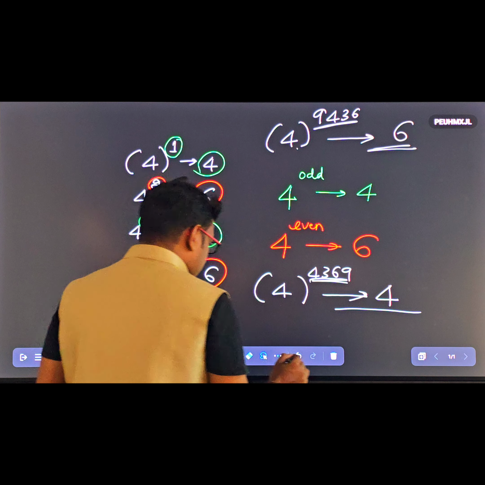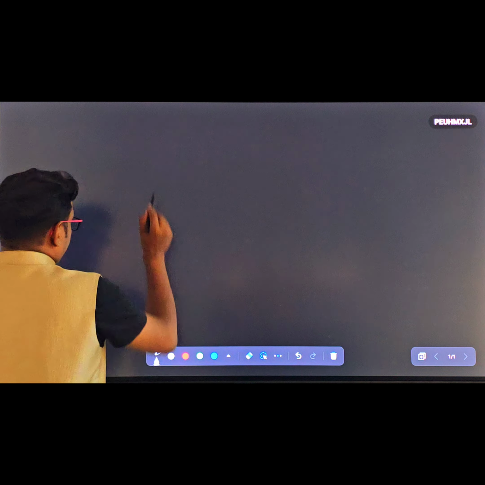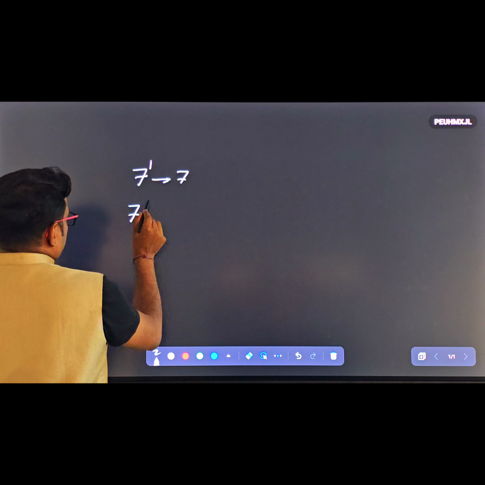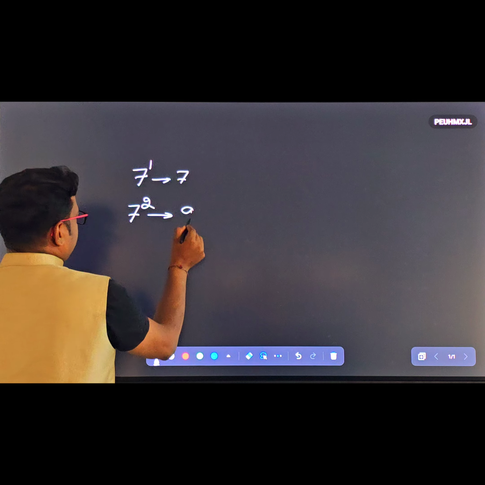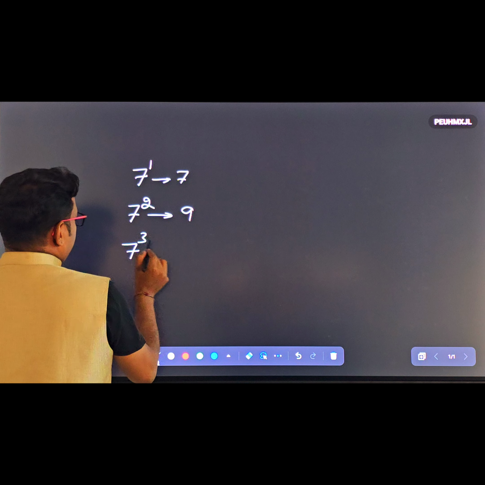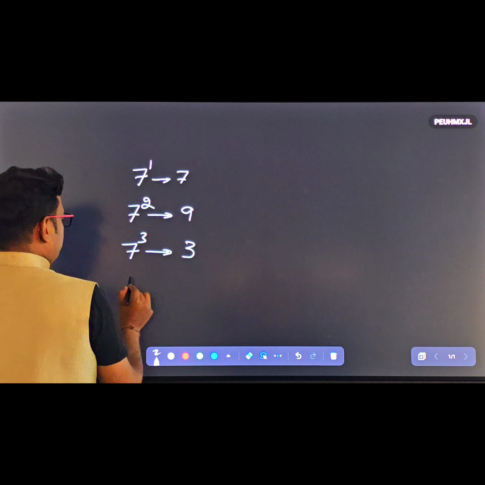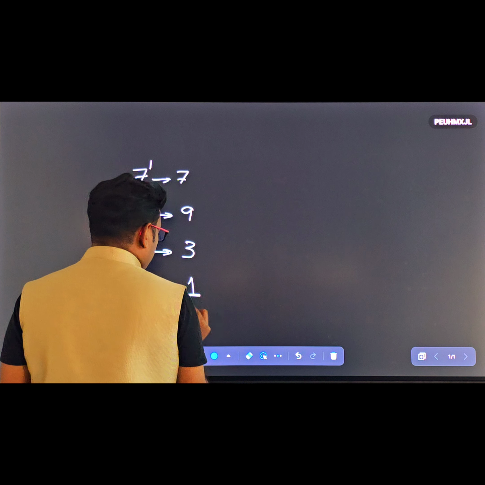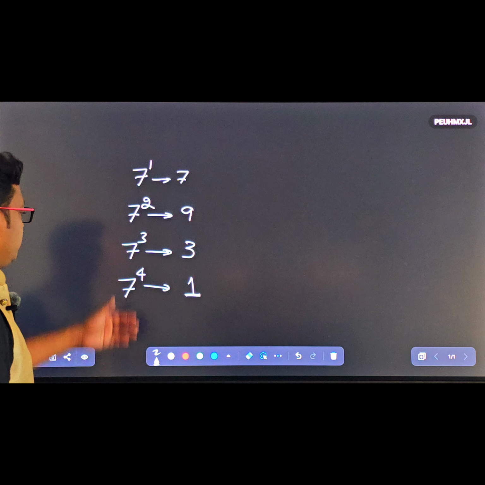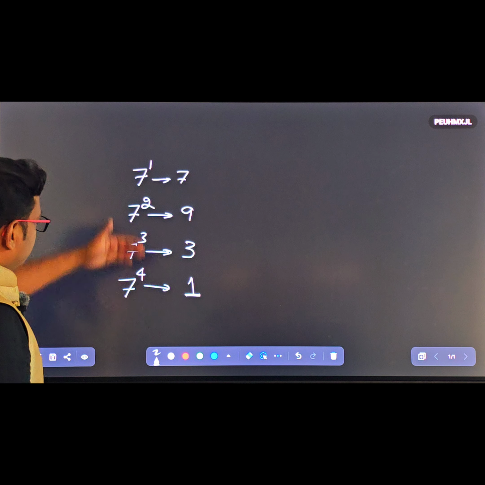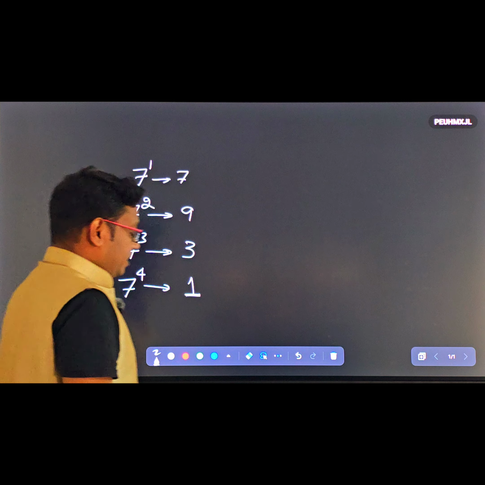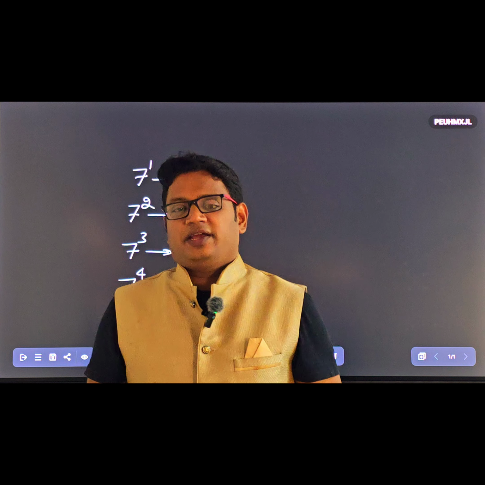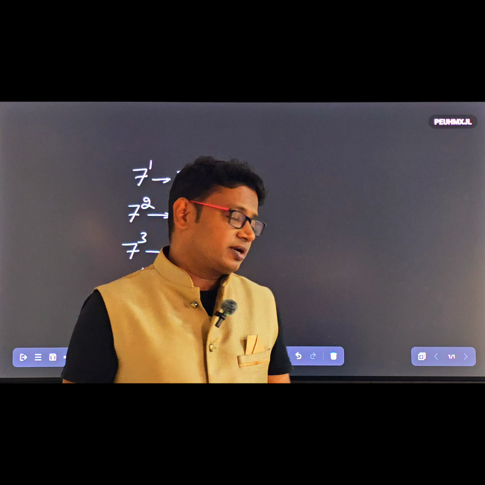Similarly, now we will discuss 7. Please hear. 7 power 1 is 7. 7 square is 49, 9 in the units place. 7 cube will be having 3 in the units place. 7 power 4 will be having 1 in the units place. After this the cycle is going to repeat. Hence, the cyclicity for 7 is also 4, my dear friends. Hope you have understood. Okay.